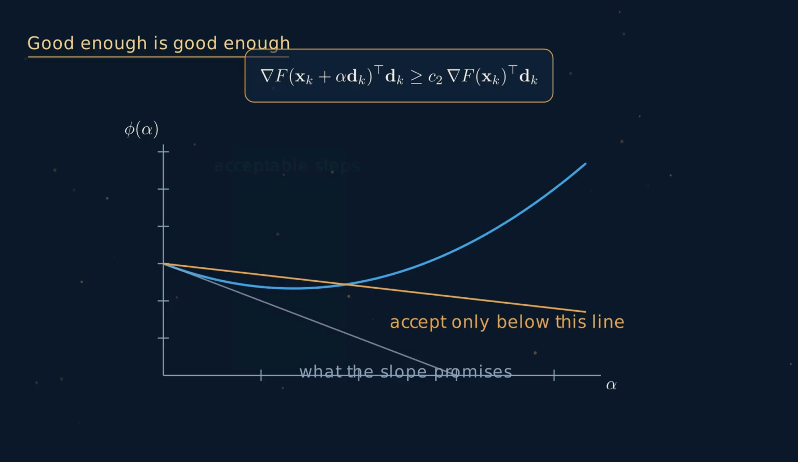On its own, that rules out steps that are too long, but a ridiculously tiny step also passes. So we add a second test on the slope at the new point. It must have flattened out enough. That kills the useless baby steps. Together the two are called the Wolfe conditions, and they carve out a band of acceptable step lengths.